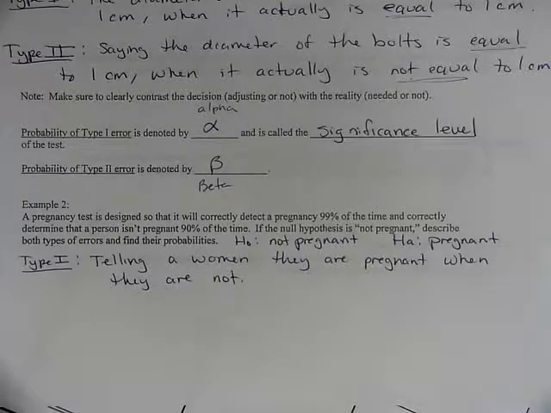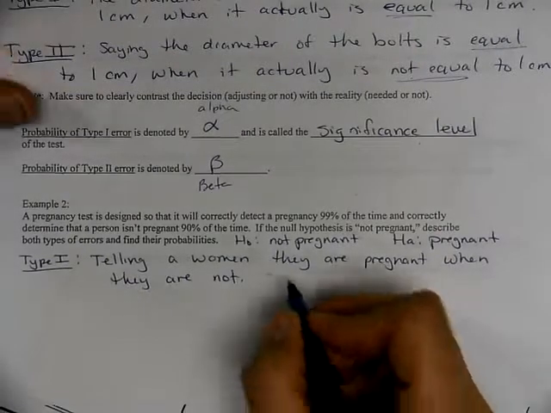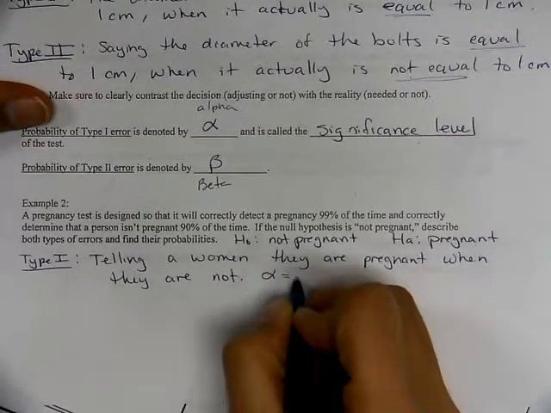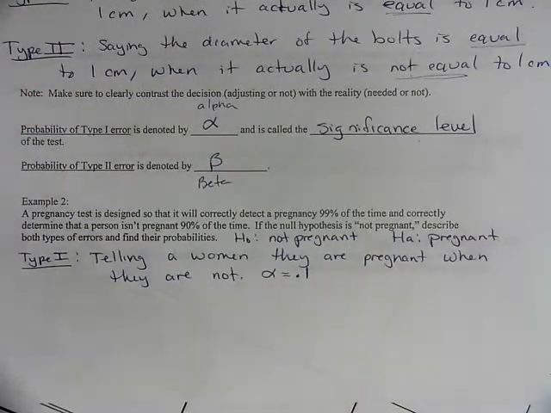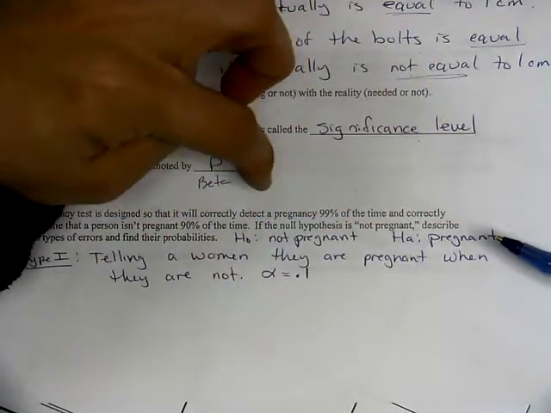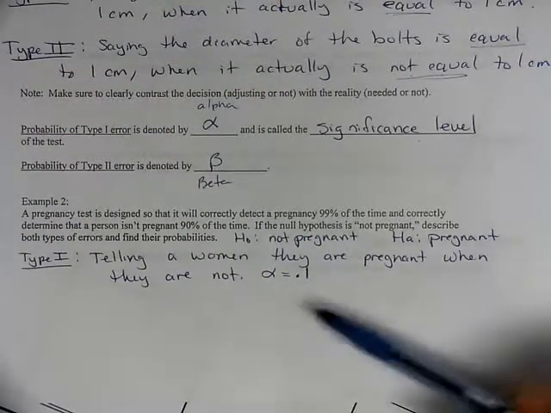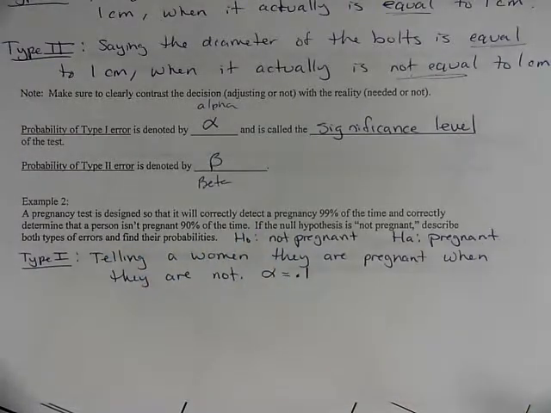So the alpha level here: if it determines that a person isn't pregnant 90% of the time, that's our alpha. That means I have a 10% chance that I'll get basically a false positive. I don't like to use the words false positive and false negative because sometimes it depends on what you think the H0 and the Ha are. Okay, so our alpha level is 10% because it's a 10% chance of a false positive.